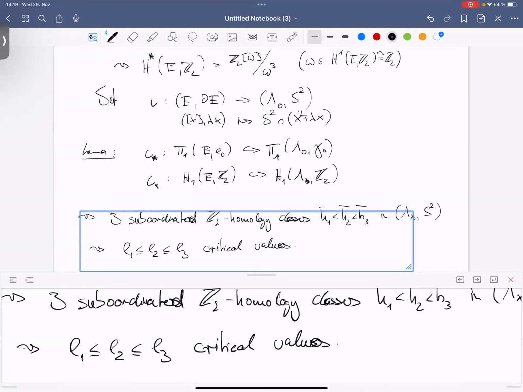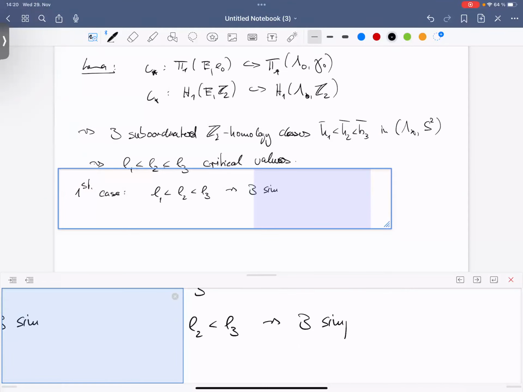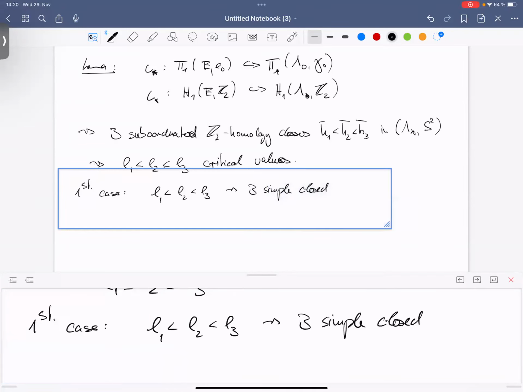So then you can make 3 cases. If they are all different, you have 3 simple closed geodesics. Because to each critical value belongs a critical point, which is a closed geodesic, and it cannot be an iterate of another because they're simply closed.